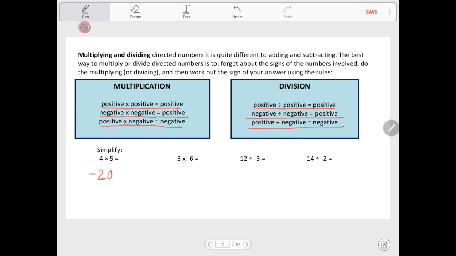Okay, the next one, negative 3 times negative 6. Okay, 3 6s are 18, and we've got negative by negative, so that makes positive. We're going to leave that as positive 18.